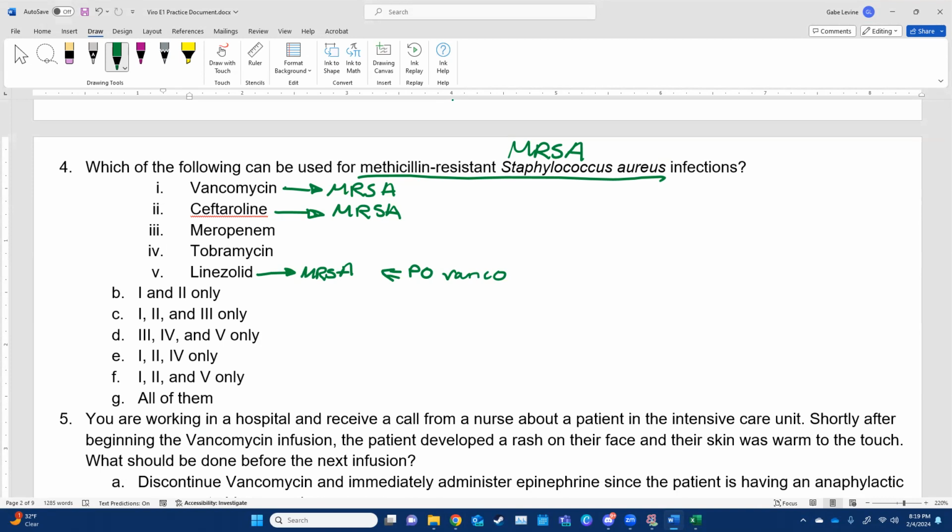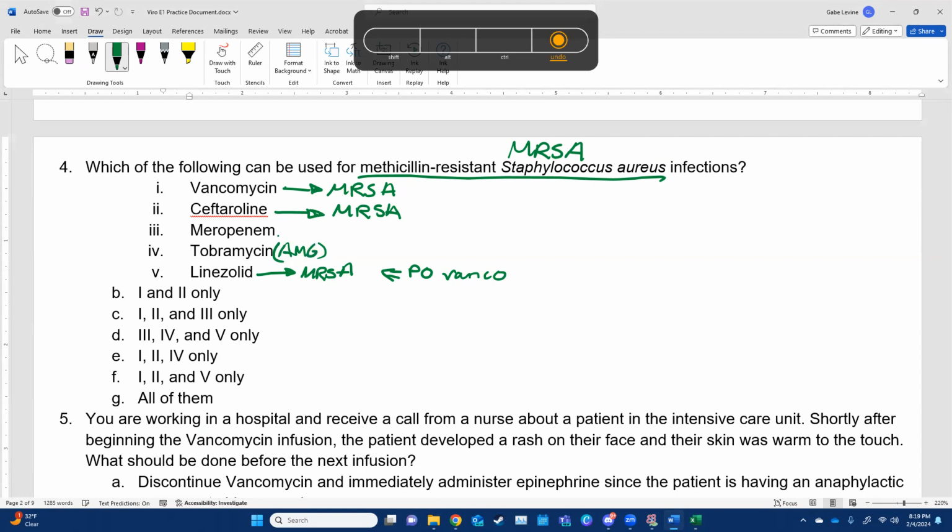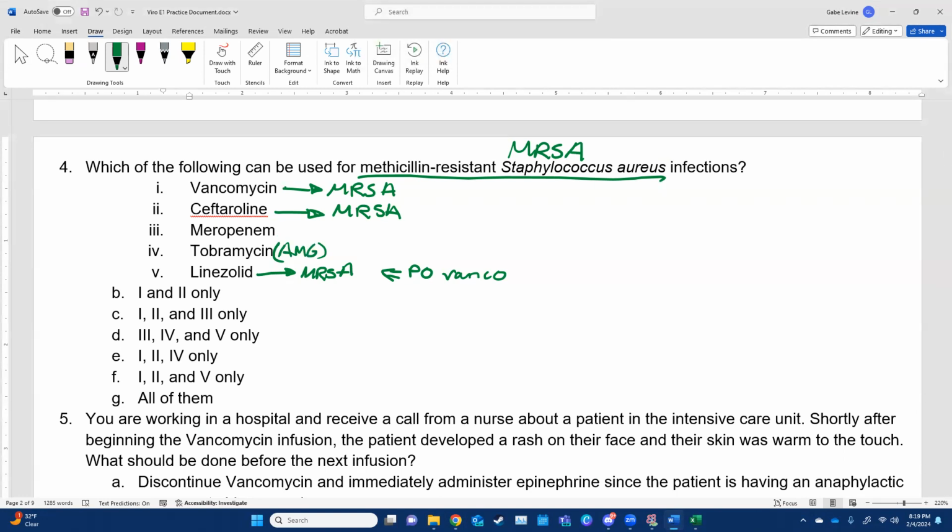Meropenem, tobramycin, which, by the way, what is the drug class of tobramycin? Was this on your list? I think it should be on your list. Yeah. Aminoglycoside. I like the mycin choice. All right. So our answer here is 1, 2, and 5.